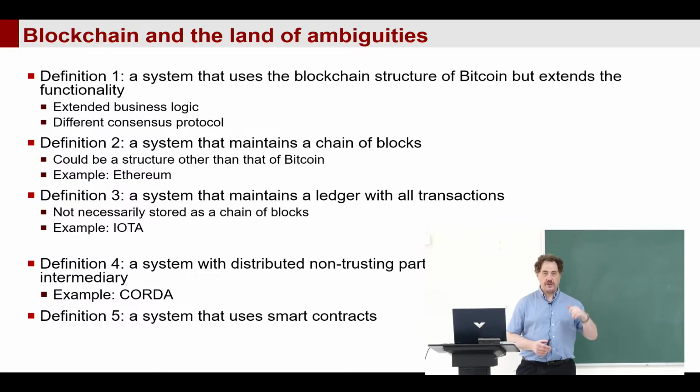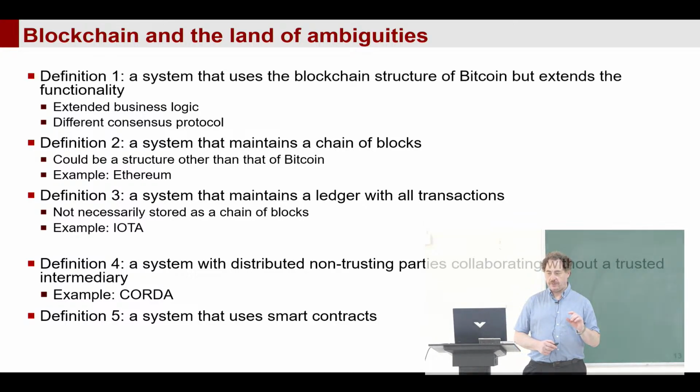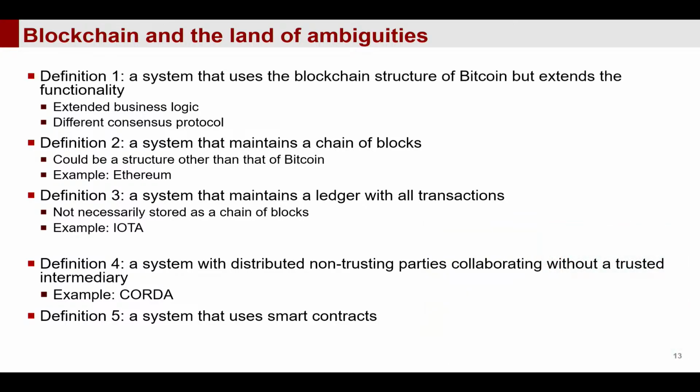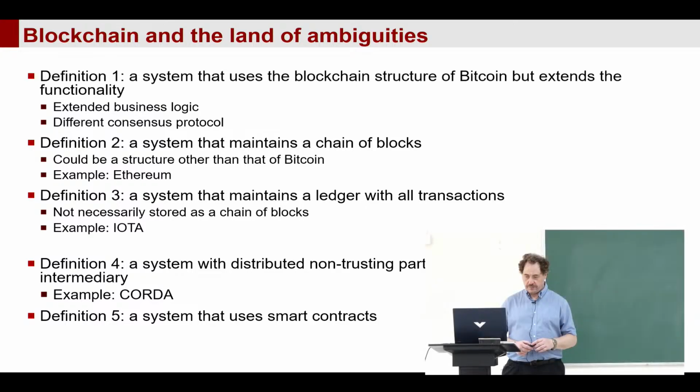As an example, I'll give you 5 different definitions, and they're all used. Definition 1: it's a system that uses the blockchain structure, the exact blockchain structure of Bitcoin, but extends the functionality. It could extend the business logic. It could slightly tweak or adapt the consensus protocol. Definition number 2: it's a system that maintains a chain of blocks, which could be a structure other than that of Bitcoin, for example, in Ethereum.